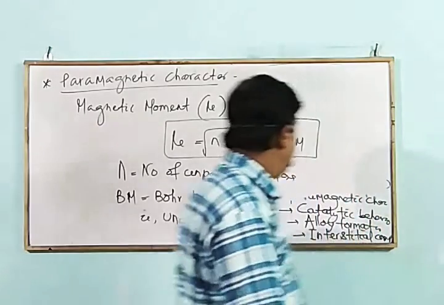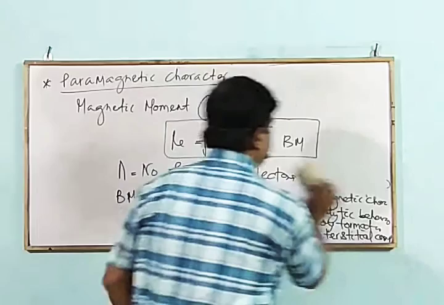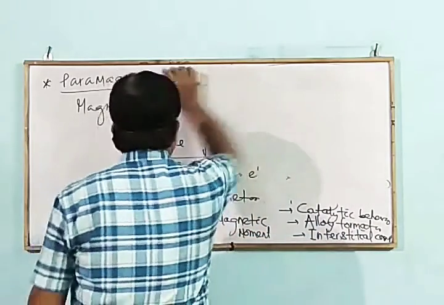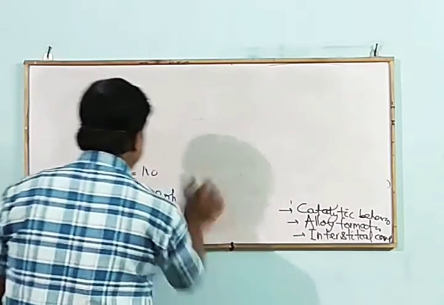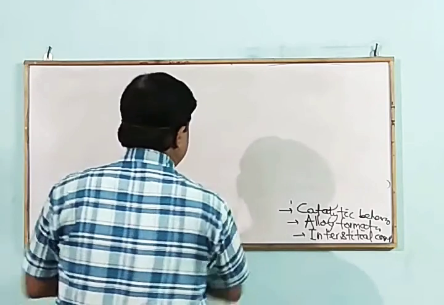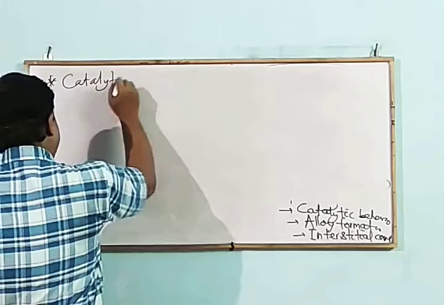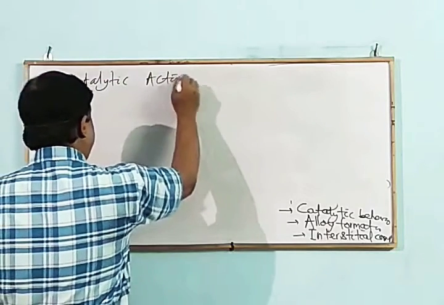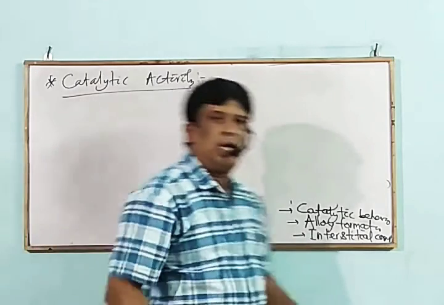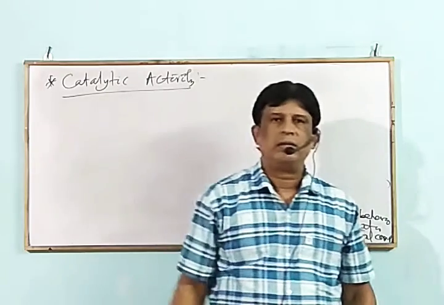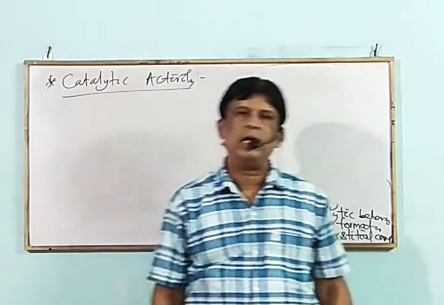Next we discuss the next property, that is catalytic activity. Most of the d-block elements act as good catalysts. That means most of the transition elements act as good catalysts. So many suitable examples are there.